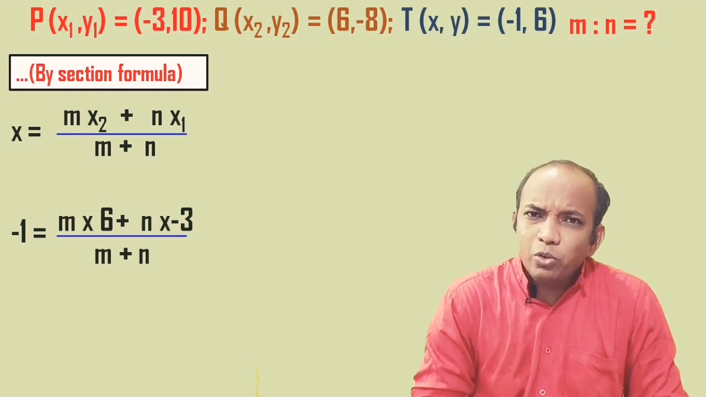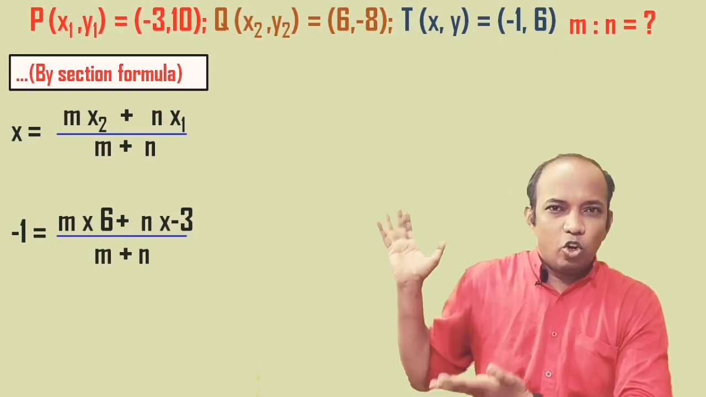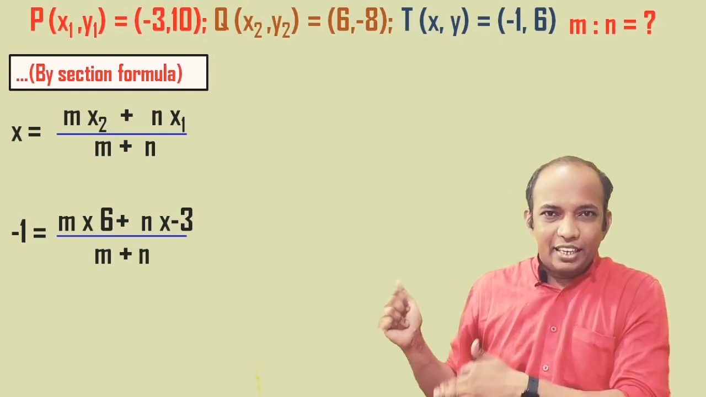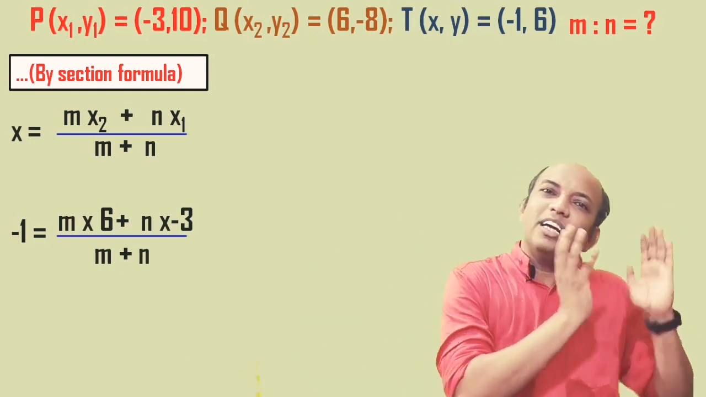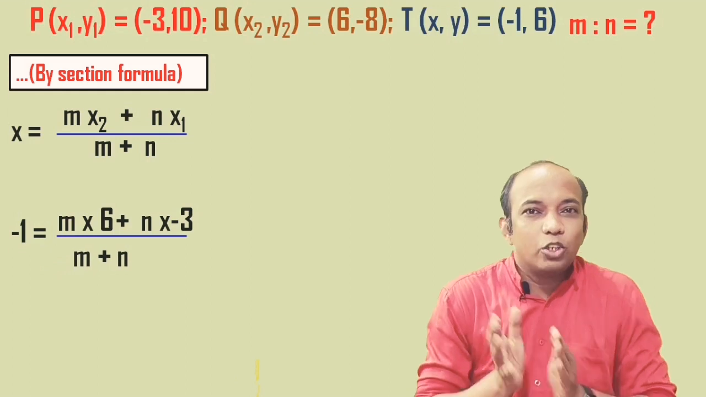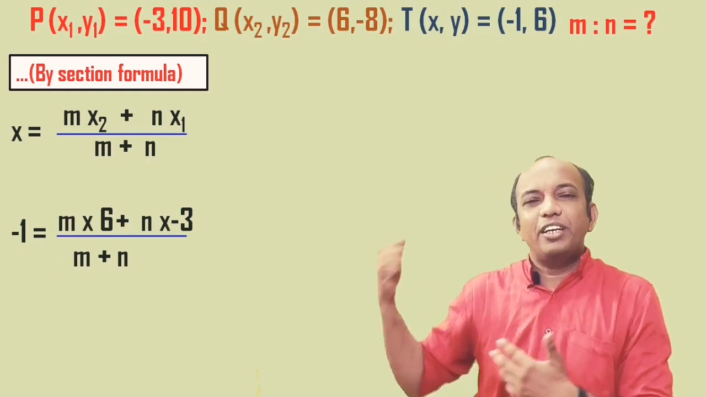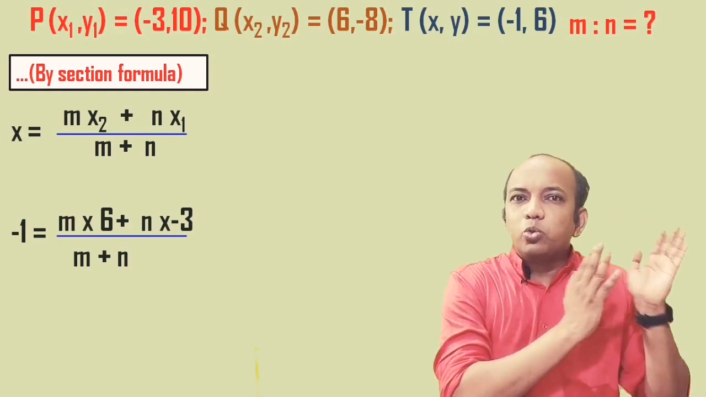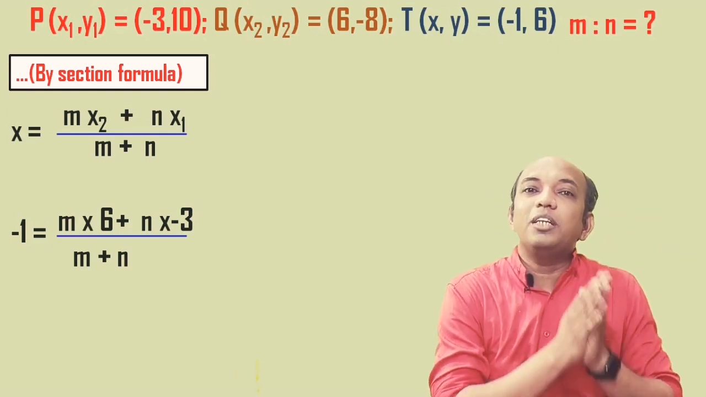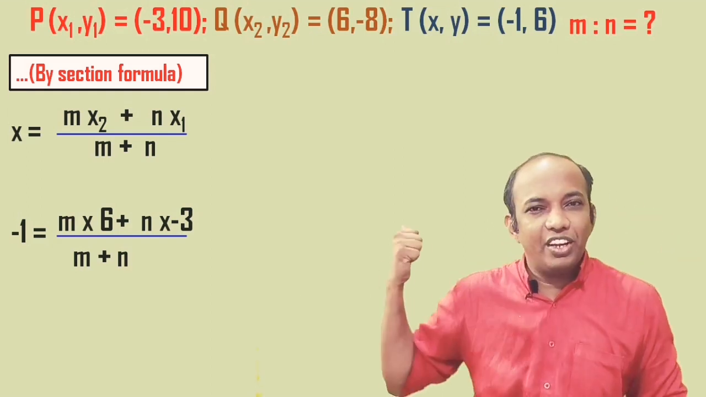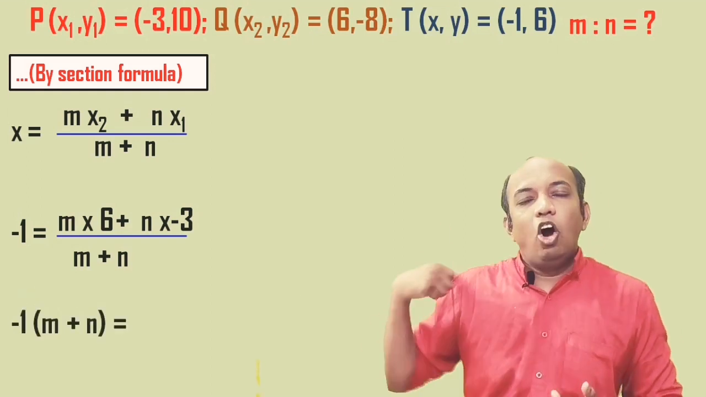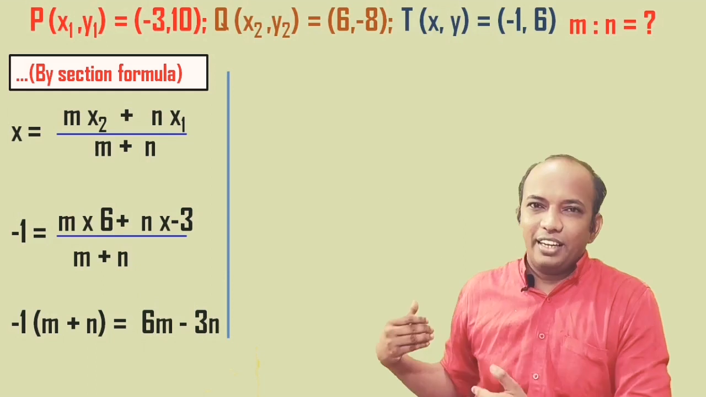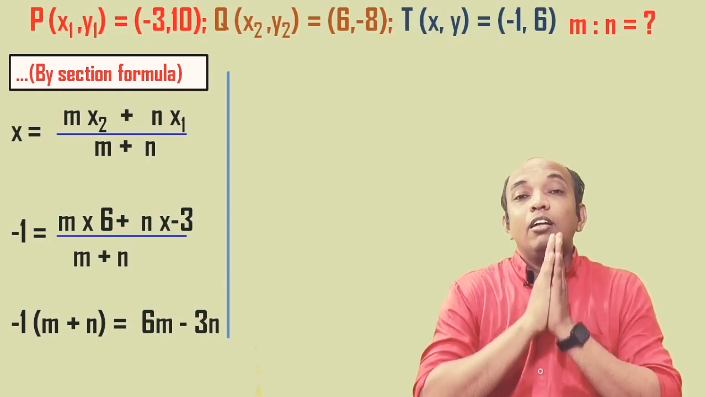After substituting the values, of course we need to find the value of m and n, right? The denominator m plus n will be moved to the other side of the equality. It goes in multiplication because over here on RHS it is in division. So the moment it moves to LHS, it goes in multiplication with -1, the way you are looking on the screen, right? On the RHS, now we are left with 6m negative 3n, right?